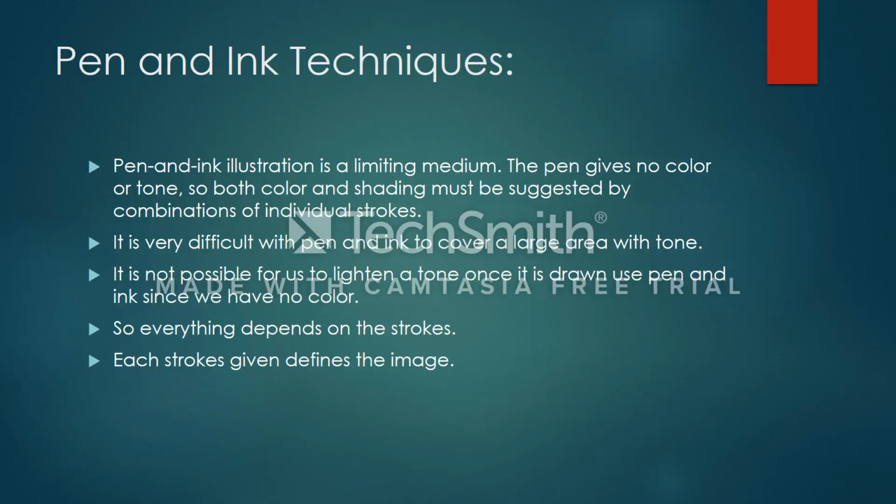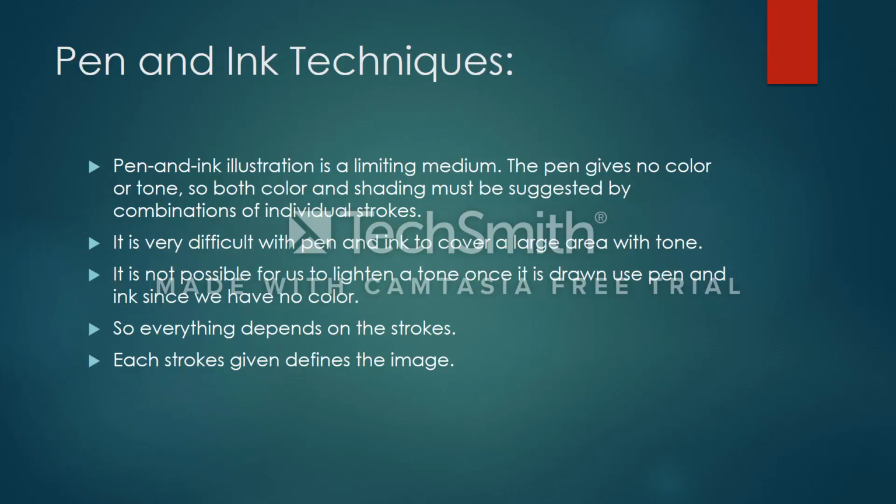Pen and ink techniques. What are pen and ink techniques? As we all know, drawing with a pen is not so easy because we can't erase it and we can't lighten it once we draw. If the ink is drawn on the paper, you can't lighten that ink. Let's say a white paper and a black pen. You can't lighten once you draw on that. What we have to do is put less pressure on it to draw lighter lines, and more pressure to draw darker lines.